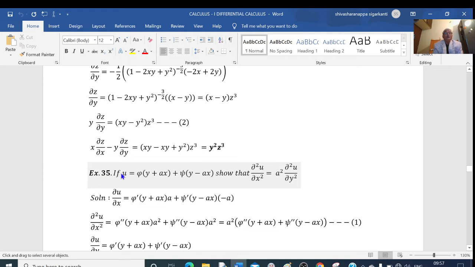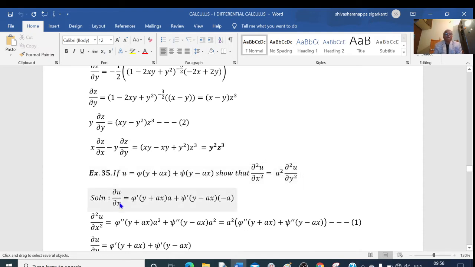Here, u equal to phi of y plus ax plus psi of y minus ax. Show that ∂²u/∂x² is equal to a² into ∂²u/∂y². Okay. So here u equals some function of y plus ax plus some other function of y minus ax. So this is a function of y plus ax. This is a function of y minus ax.